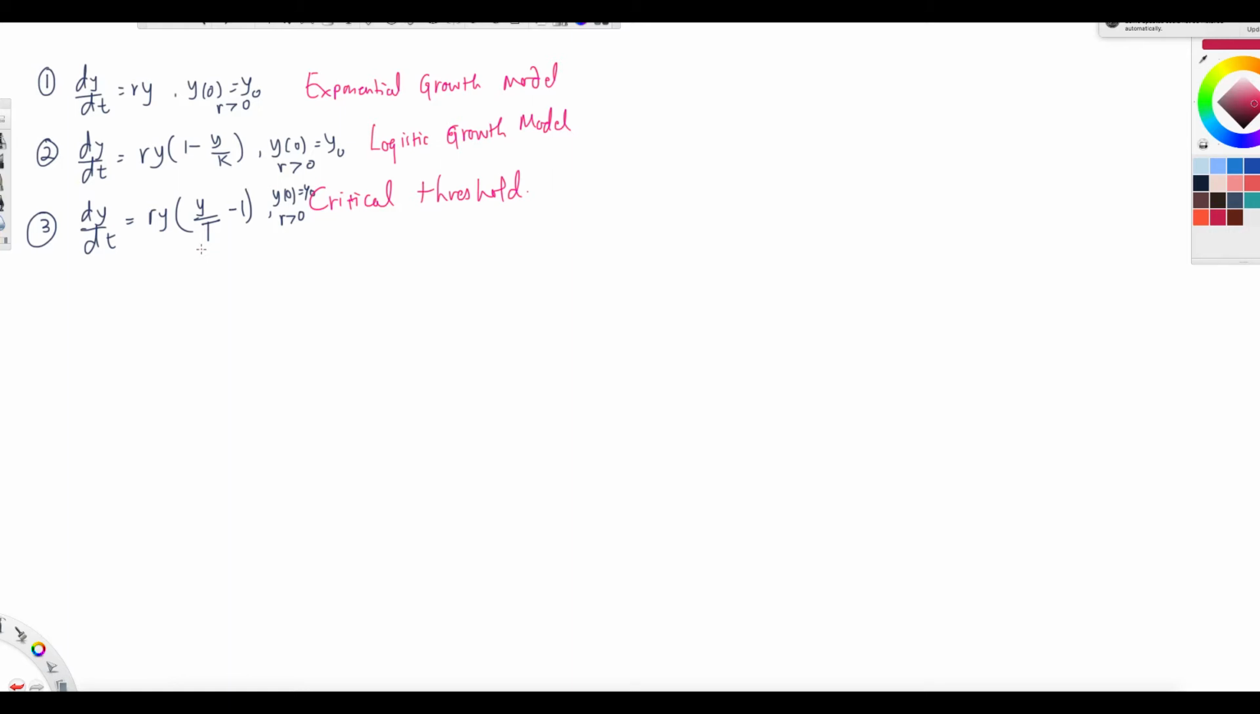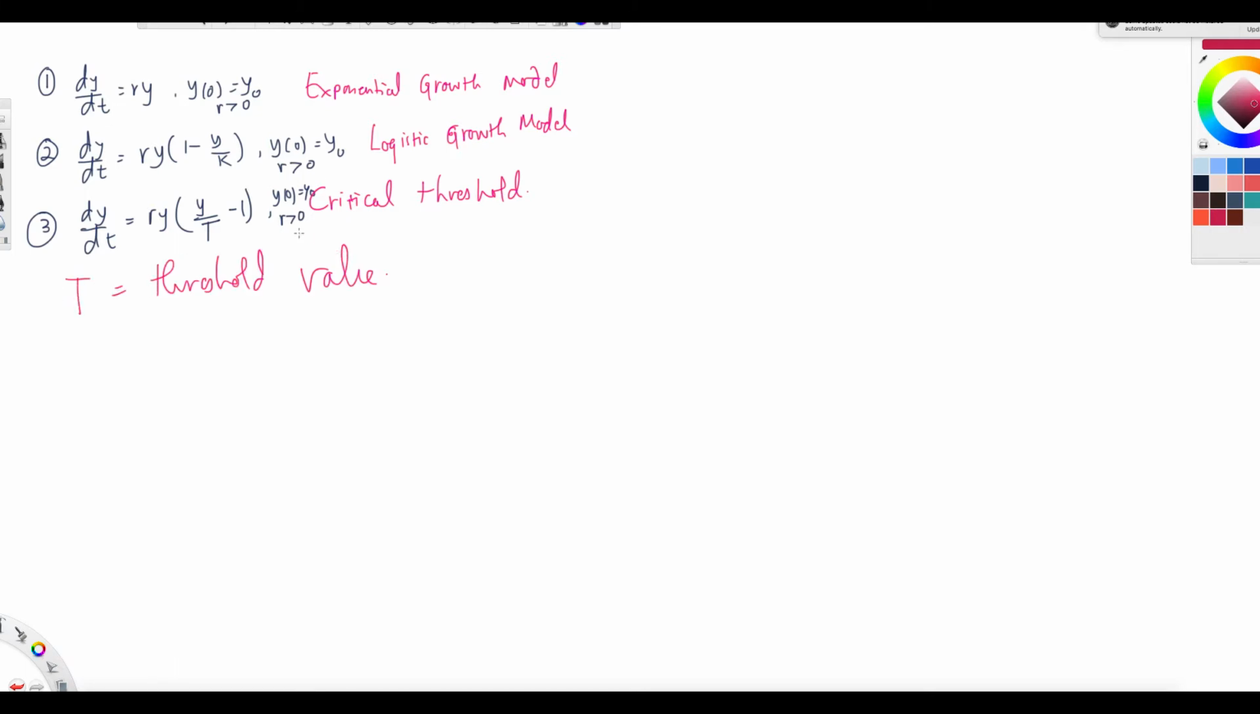It may decline instead. But if the population starts from a number that is bigger than a certain threshold, for example, if y is bigger than T, then y/T will be bigger than 1, and y/T minus 1 will be positive, meaning that dy/dt will be positive. So T is called the threshold value.